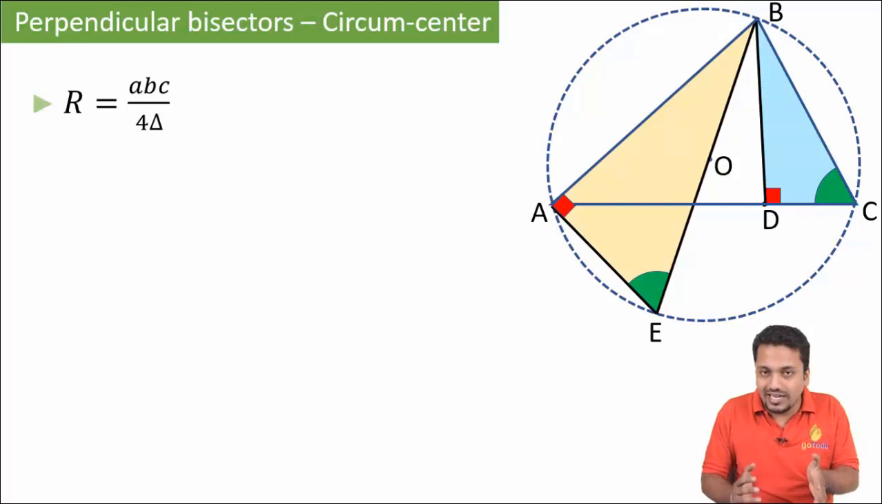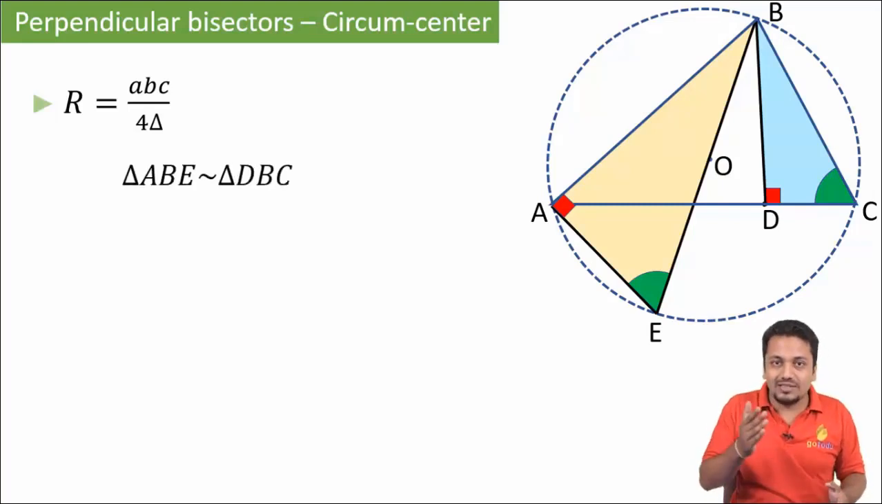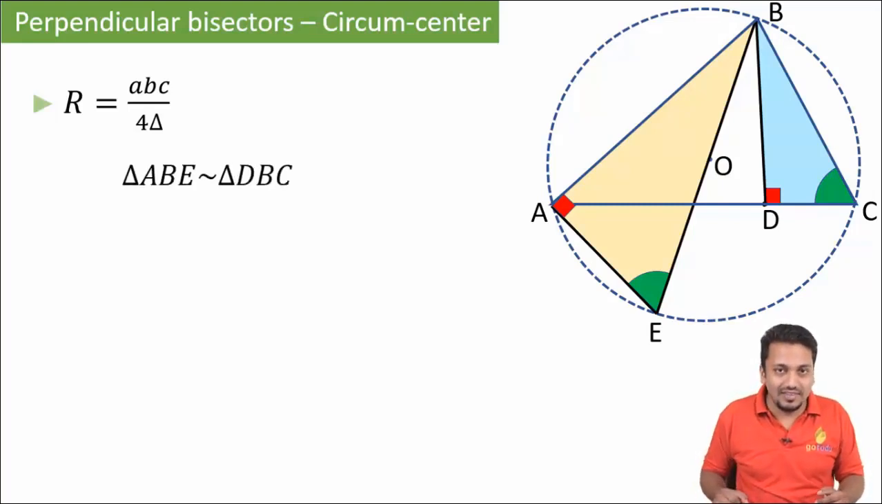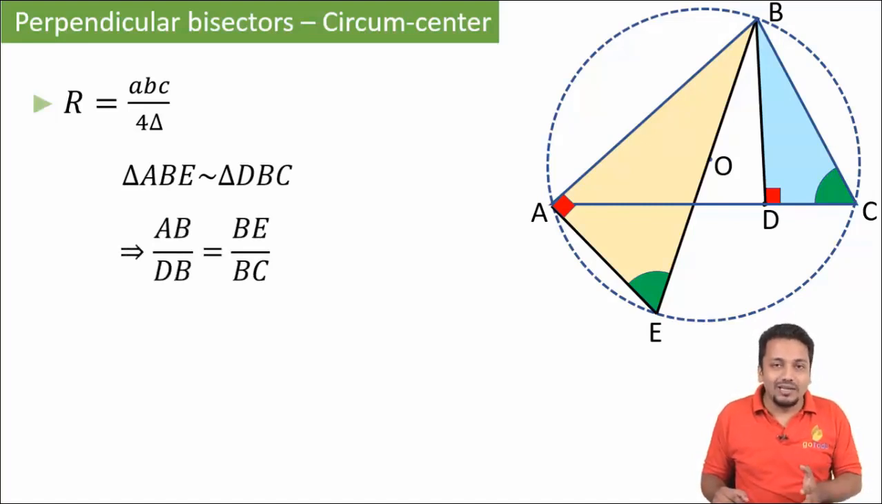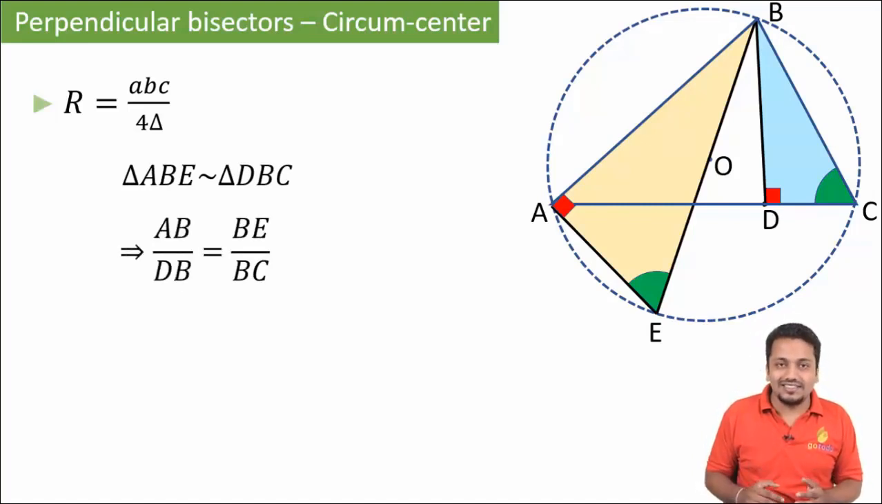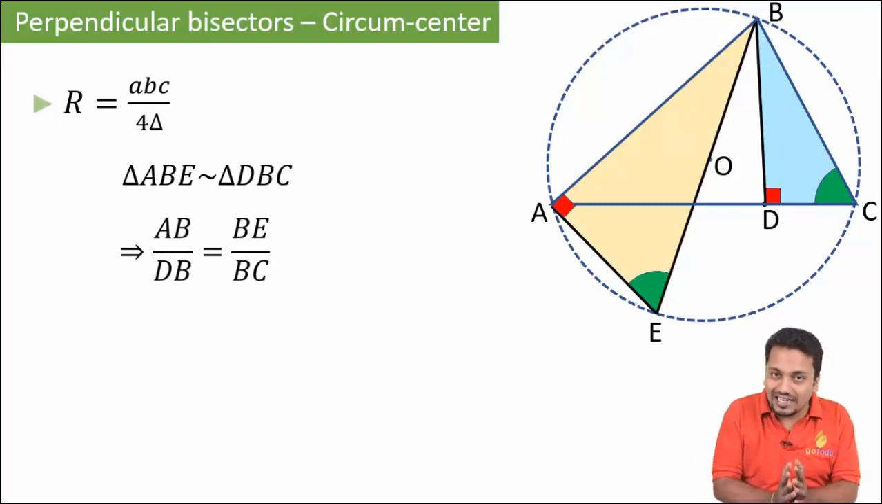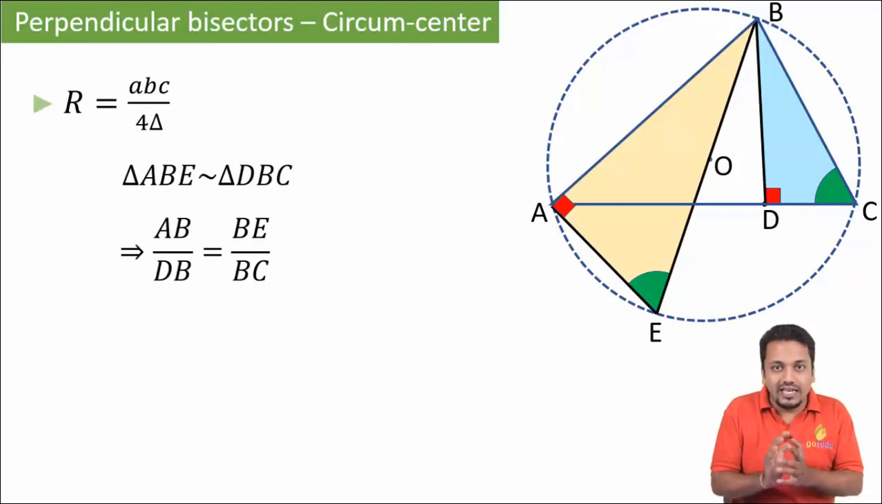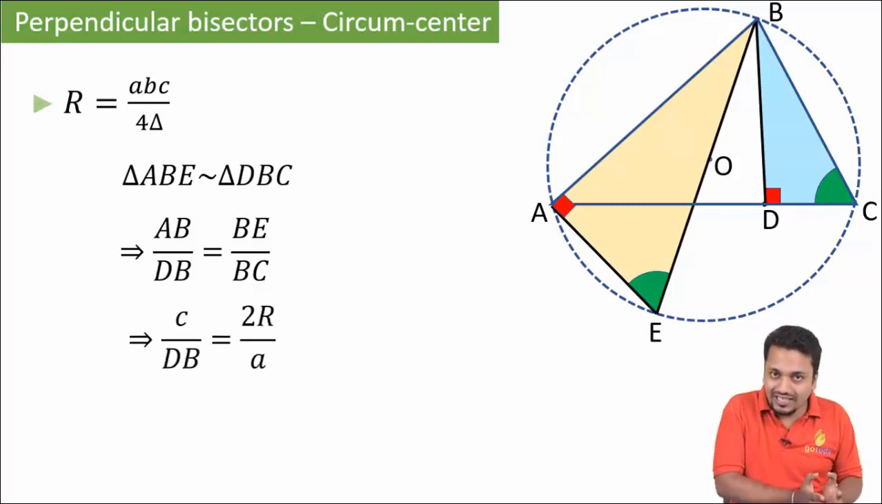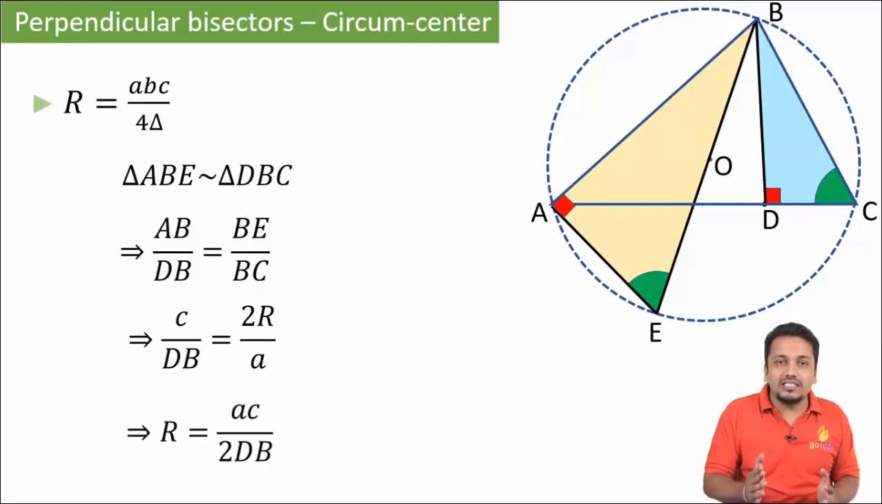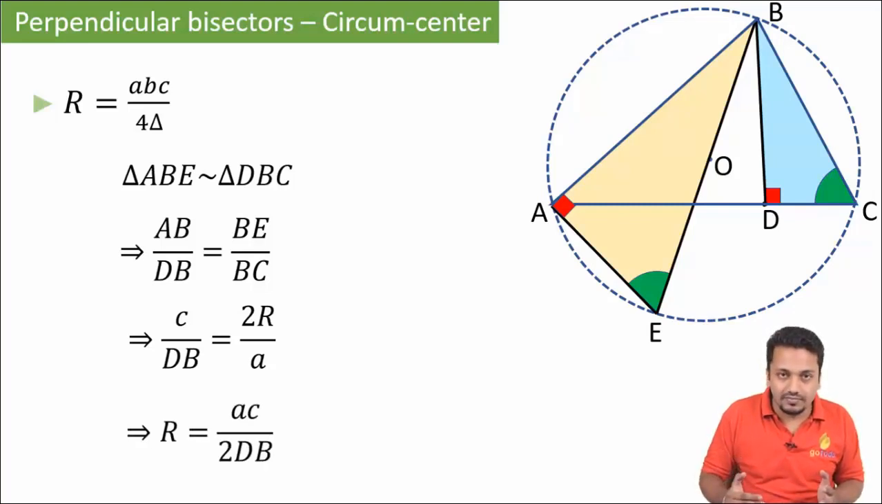Basically, when two angles are equal, we can say triangle ABE is similar to triangle DBC. And we can write AB upon DB is equal to BE upon BC. Now, once you have written the similarity, you don't need to look into the figure to write the ratio of sides. Now, AB is of length c, BC is a, and BE is the diameter, so twice the circumradius. So, from here, R comes out to be ac upon twice DB.